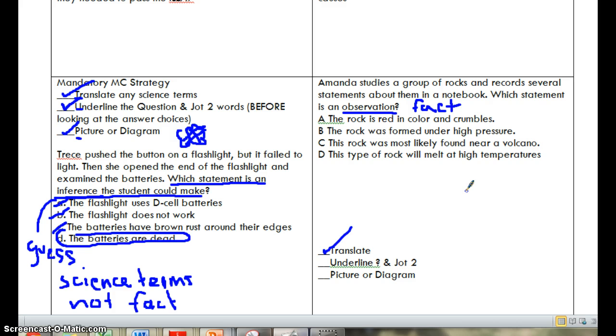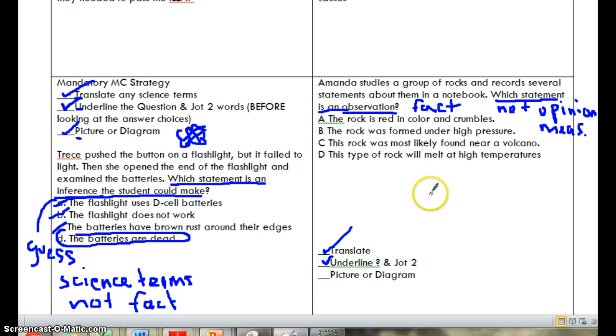Next step is the U. Underline the question and jot 2 words down. Underline and jot. Which statement is an observation? That's the question. So I know I'm going to be reading statements and thinking about observation. So I'm going to say it's a fact, not an opinion, and it shouldn't have an explanation. So maybe I'll write measurement too and abbreviate that, MEAS. After I underline, last thing I'm going to do is draw a picture.